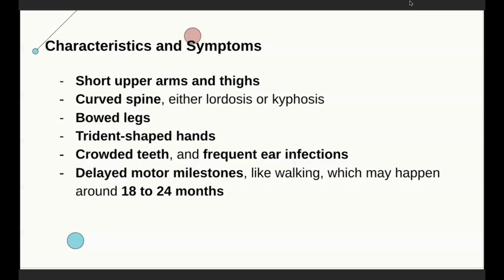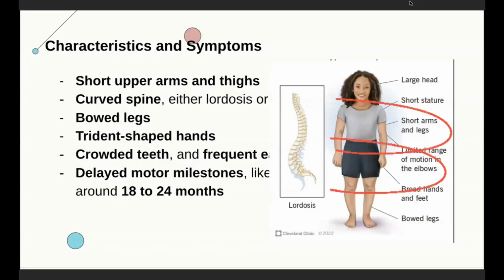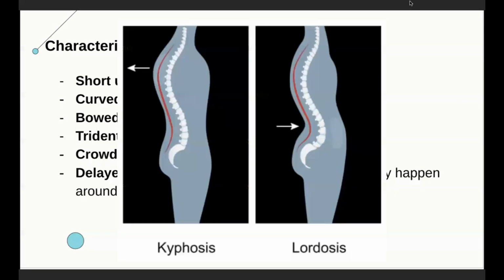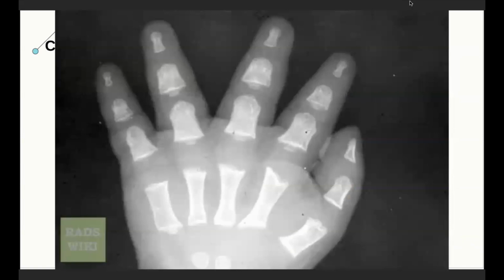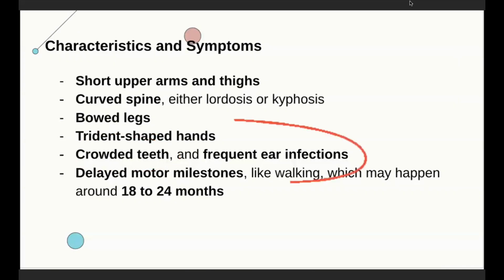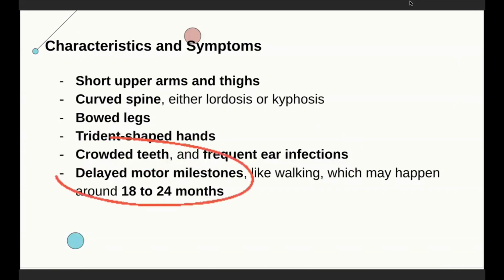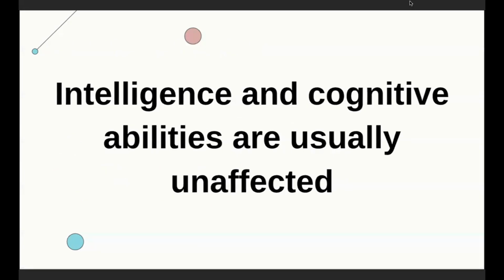Common symptoms include short upper arms and thighs, a curved spine, either lordosis or kyphosis, bowlegs, trident-shaped hands, crowded teeth, and frequent ear infections, and delayed motor milestones like walking, which may happen around 18 to 24 months. Despite these physical differences, intelligence and cognitive abilities are usually unaffected.